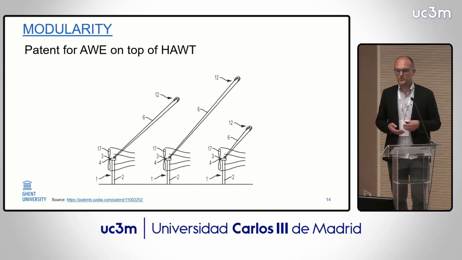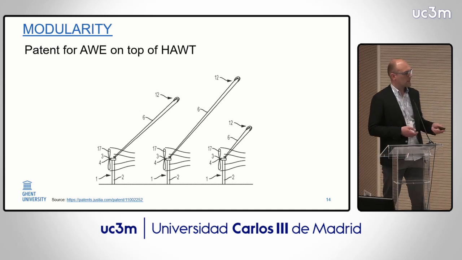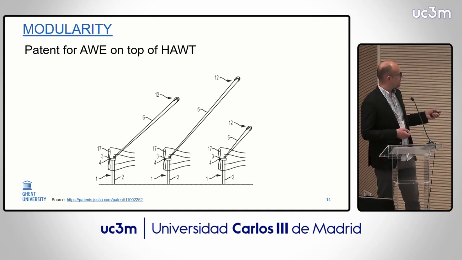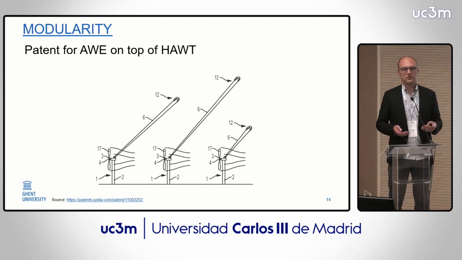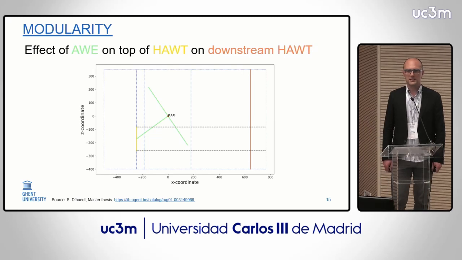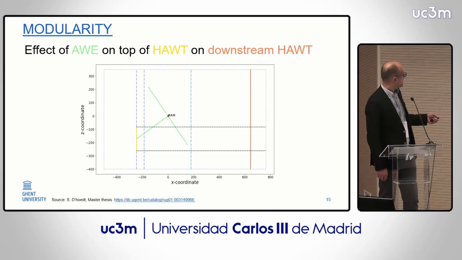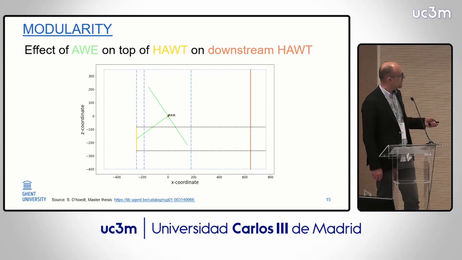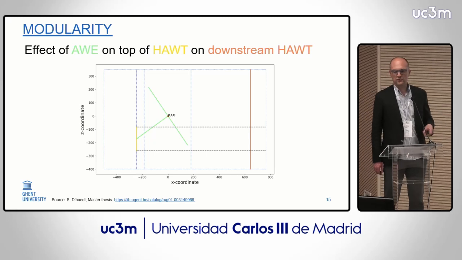Now, I told you about combining it. So maybe you have heard about this patent where you can put airborne wind energy devices on top of wind turbines to create three-dimensional wind farms. So a lower layer with wind turbines and airborne wind energy devices at higher altitude. We have studied something like that in a master thesis last year, where we put here a wind turbine. That was a 5 megawatt wind turbine. Then an airborne wind energy device behind it, intentionally flying through the wake of the wind turbine, and then looking at the wake further downstream.